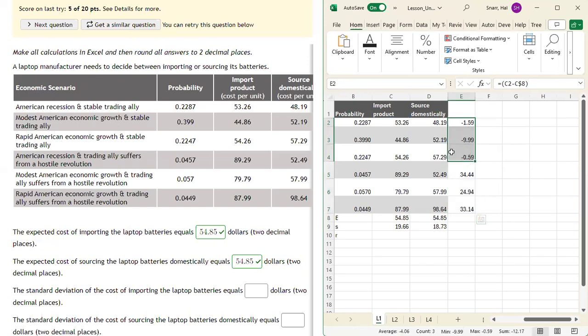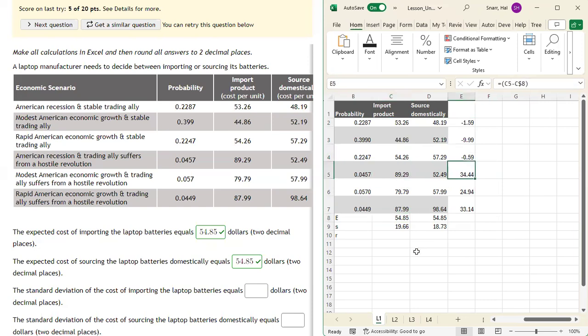And notice the lower prices, the situation in which there is no violent revolution in the trading ally, these prices are all below what we expect. These prices are all above what we expect. So this price is $1.59 below this expected value. This one is almost $10 below the expected value. This one is about 60 cents less than the expected value.